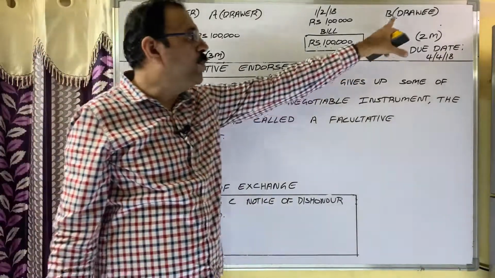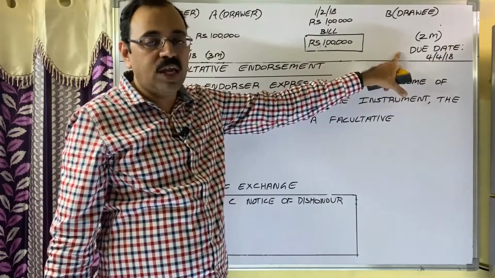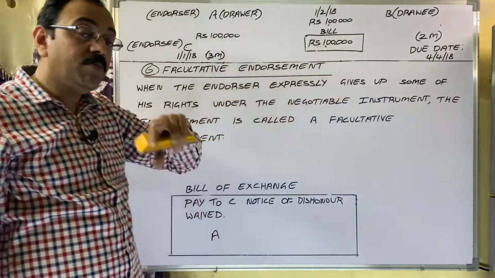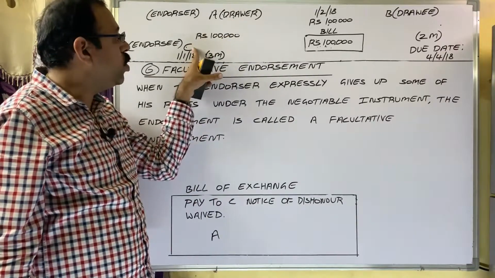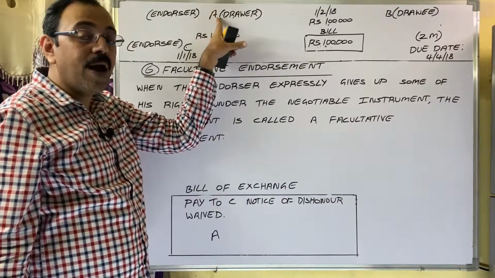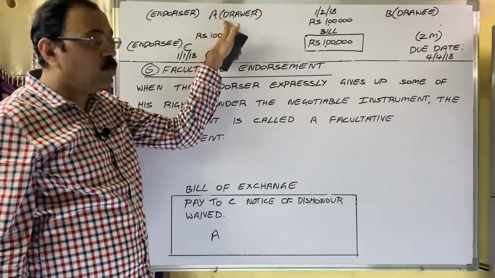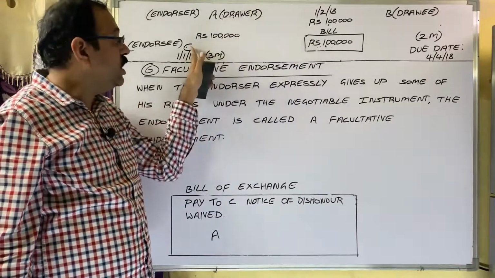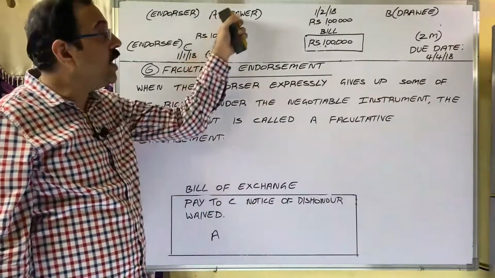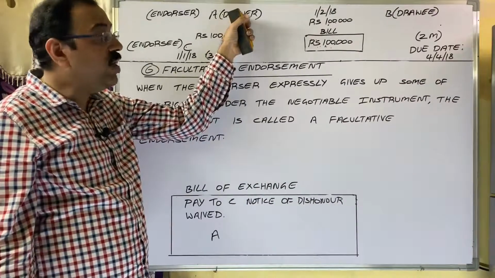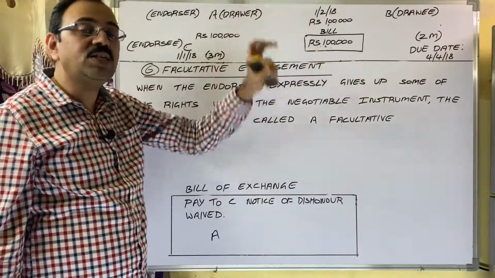Assume that B dishonoured the bill. B failed to pay the money to C. Then who will become the next responsible person? A. So C can go to A and he can demand that 1 lakh rupees. But to make A responsible for this amount, C is supposed to give a notice of dishonour. So that right A has. Without giving a notice, C cannot make A responsible for this amount.